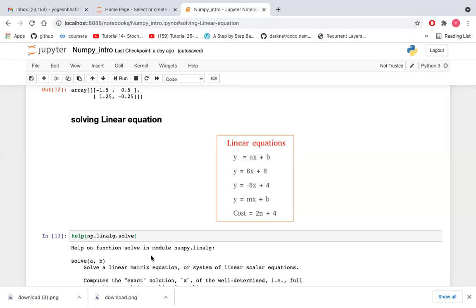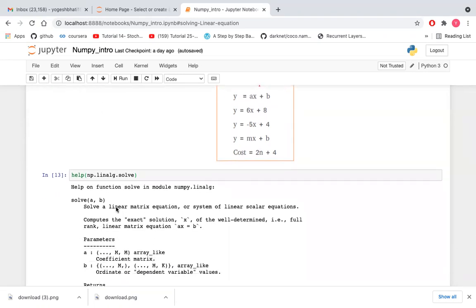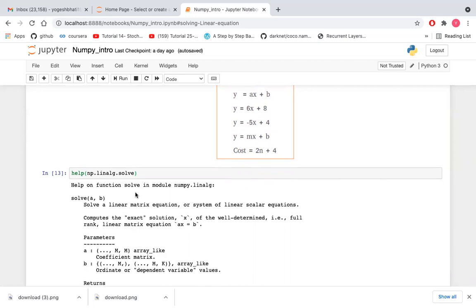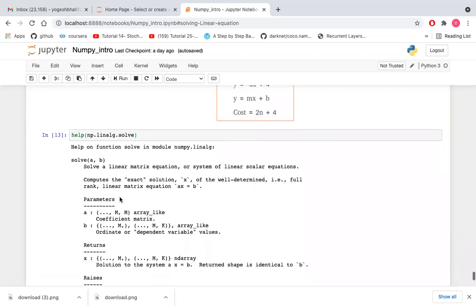So to solve this, we have to use the np.linalg.solve function. What is the syntax, what parameters will it take? Let's understand first. The syntax of np.linalg.solve is solve(a, b), where a is the coefficient matrix and b is the dependent variable, and it returns the solution to the system ax equals b.